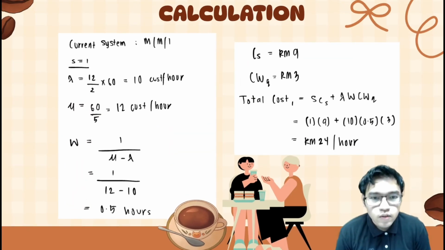To calculate the total cost, we are using the formula when the waiting cost is based on the time in the system. So our service cost is 9 ringgit and our waiting cost is 3 ringgit. So we substitute into the formula SCS plus lambda WCW, and then we found that the total cost is 24 ringgit per hour.